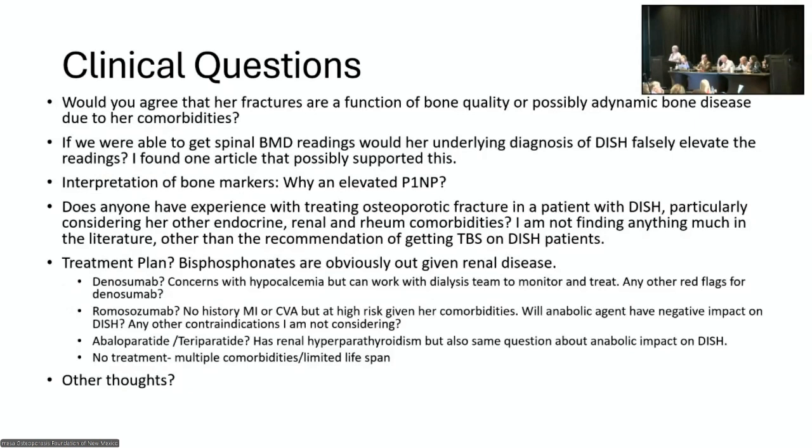And then kind of a sub-question for that is, do you treat a 70-year-old patient with this number of comorbidities, in terms of her life expectancy? Thank you. Anybody from the panel? Emily?